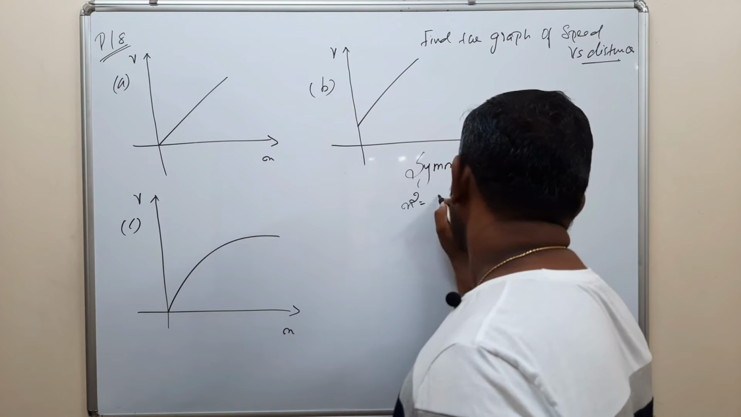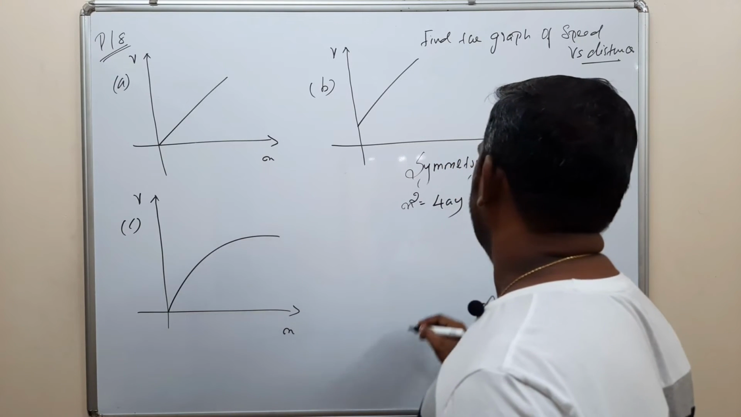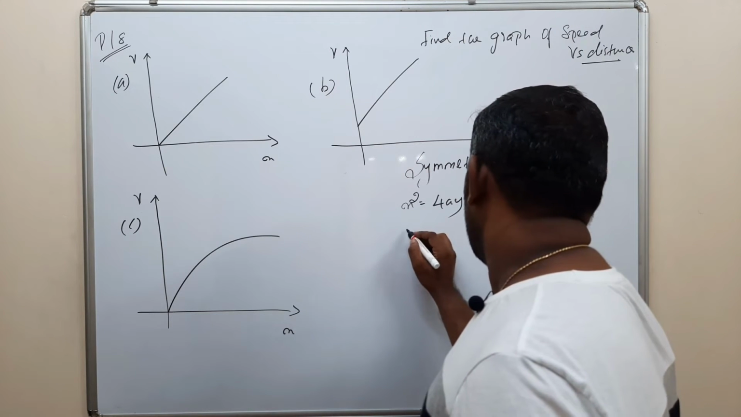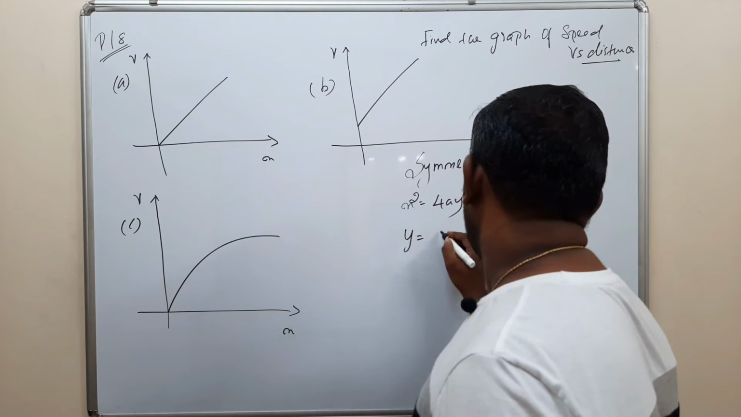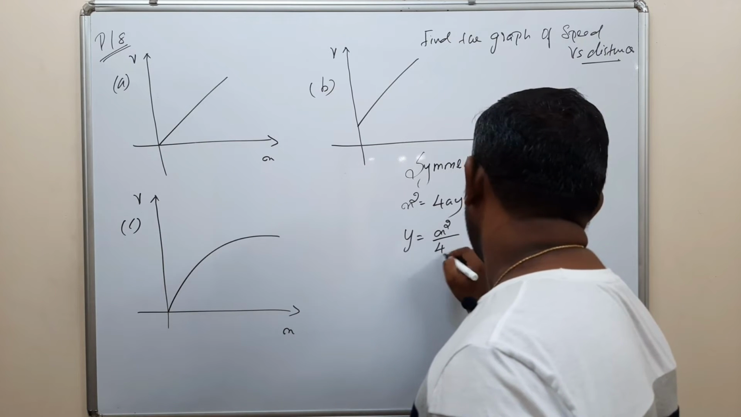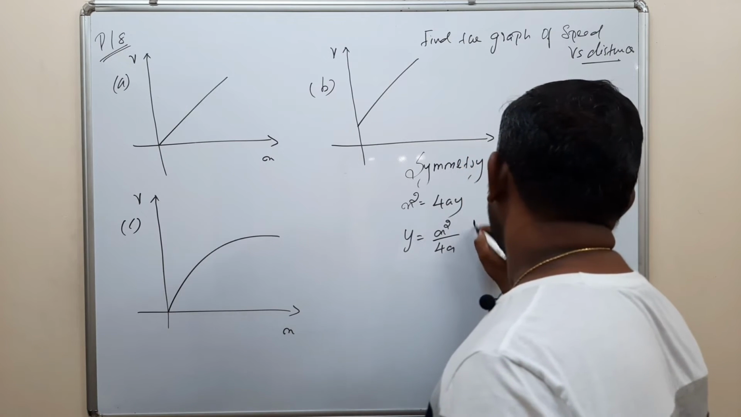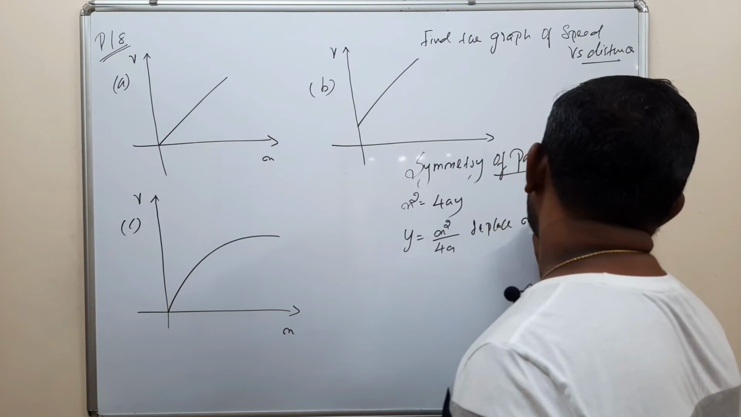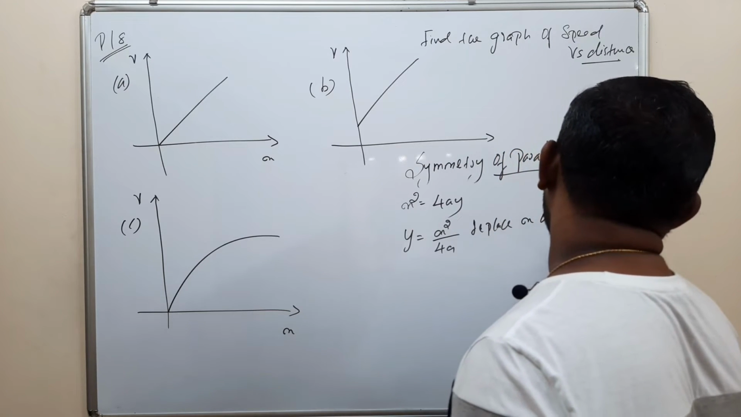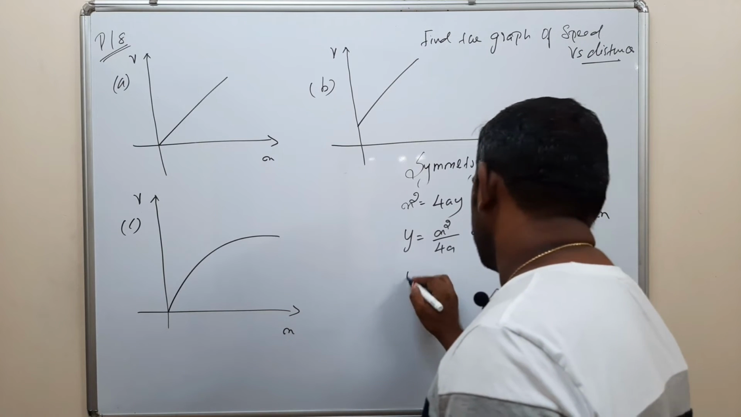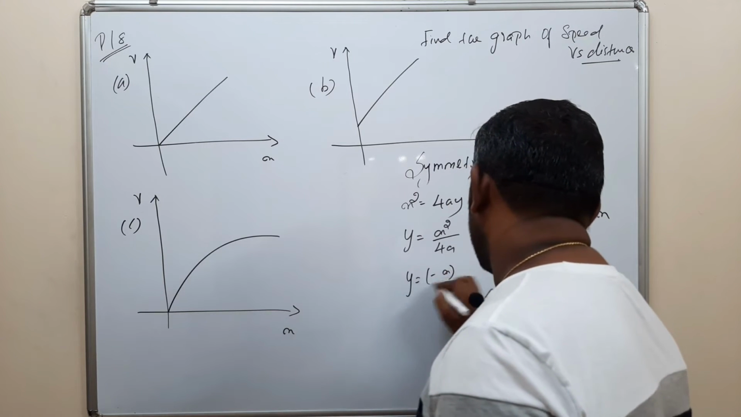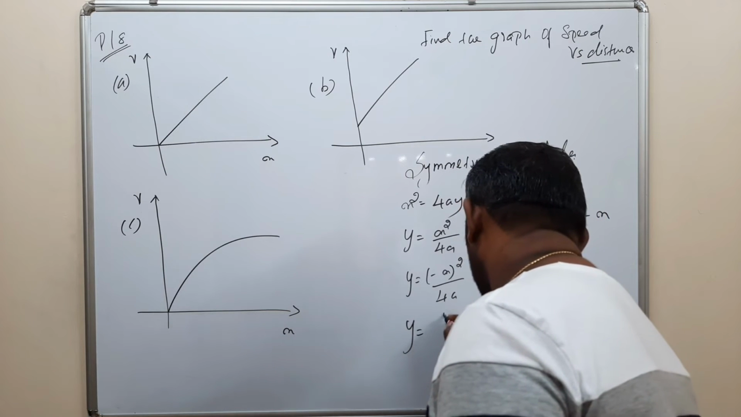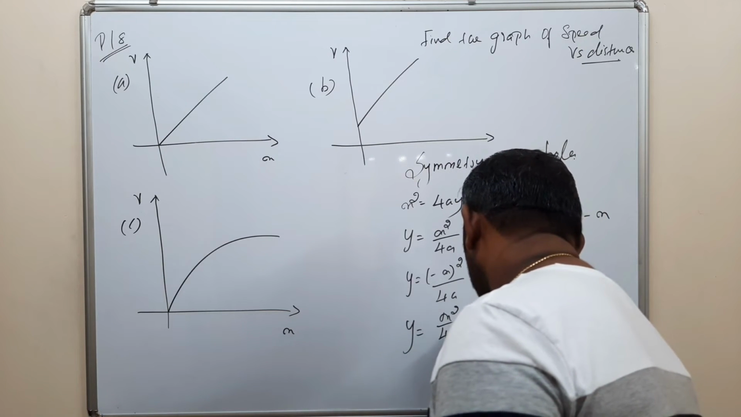x square is equal to 4ay. So from this, y is equal to x square by 4a. So replace x with minus x. So y is equal to minus x square divided by 4a, which is again y equal to x square by 4a.